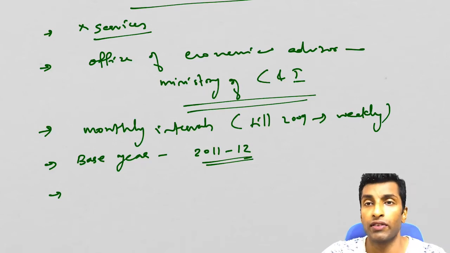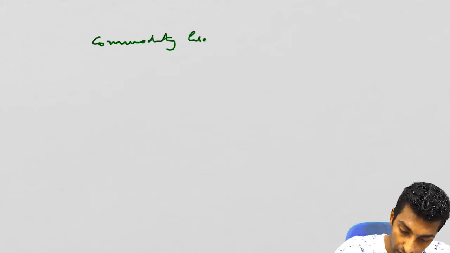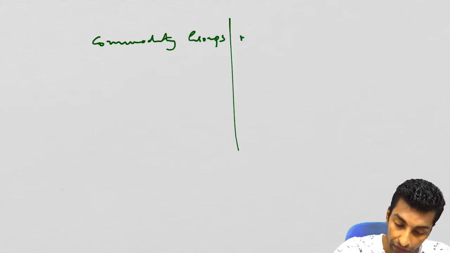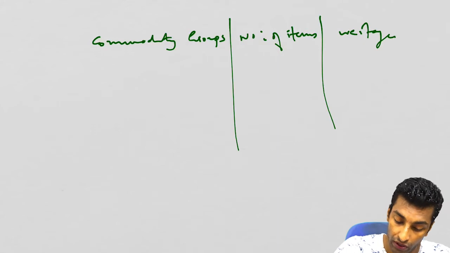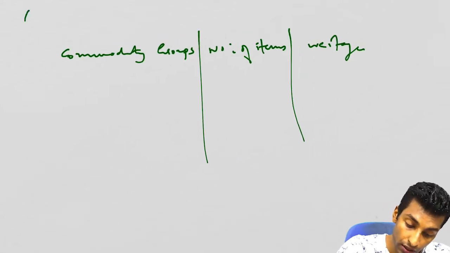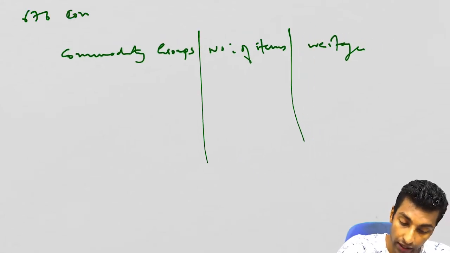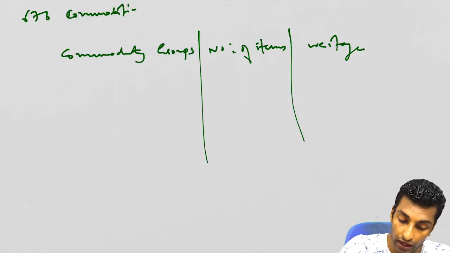Now it is based on 676 commodities. Now I'll show you what they are. Commodity groups. I'll make a table here with three columns: commodity groups, number of items, weightage. So 676 commodities is what I'm going to take here.